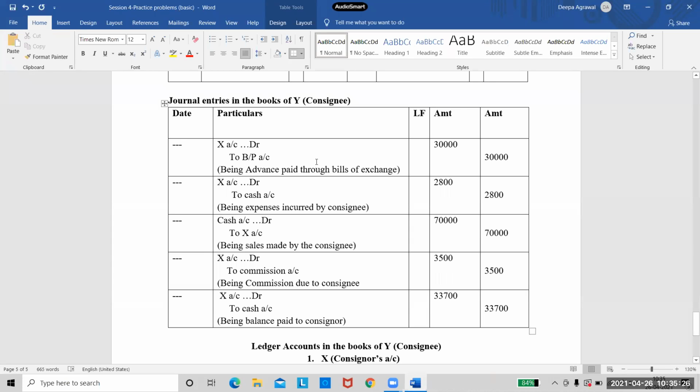And if there is no advance, the first entry will not appear. If he's paying the balance through bills, this entry will change. If he's paying through bank, this entry will again become bank. That's it. Otherwise, the journal entries will be the same. Only these 5 entries will appear every time in consignee's books. Right? Now we'll prepare the ledger account in consignee's books.